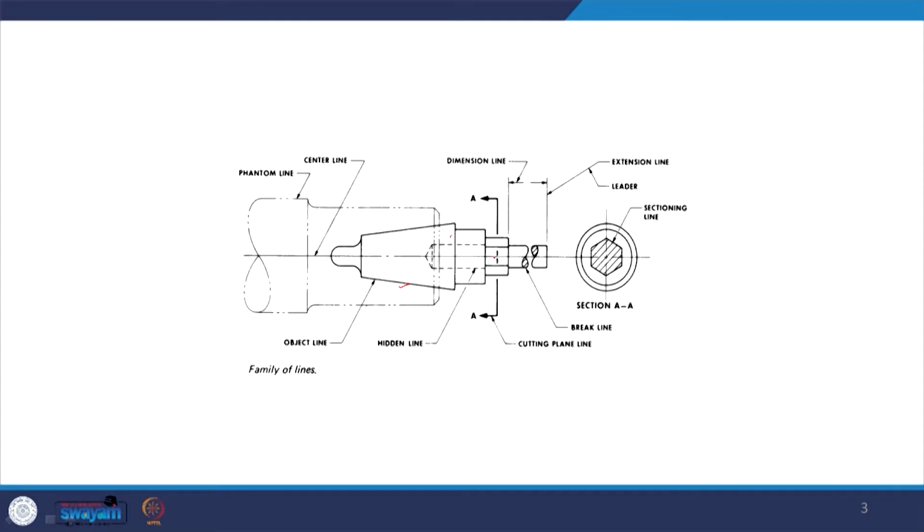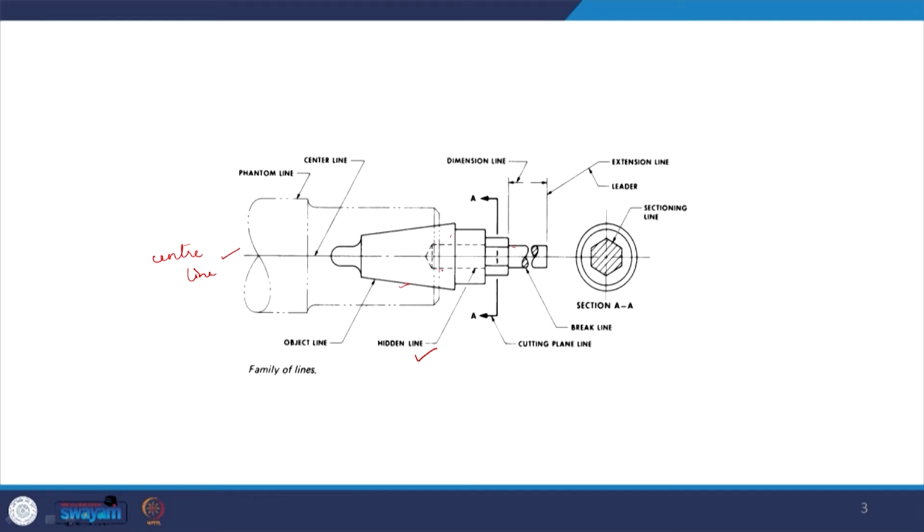Now this object is symmetrical about this center line. If you see, there is a long dash and a small dash, then a long dash and a small dash. This is the center line. So we have a center line here about which the entire object is symmetrical. Now in this object there is a hole which is drilled. This particular curved part, a cylindrical part, will be drilled inside. So this is the hidden line, which we are not seeing, but we know that there is a hole in there.